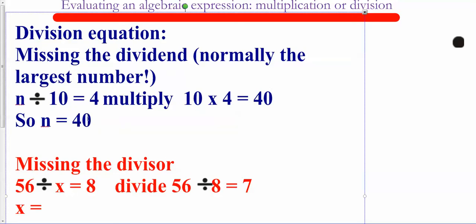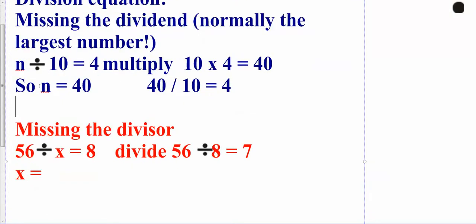Now here's what I want you to do. Just to make sure that it makes sense, plug it in. Is 40 divided by 10 really equal to 4? Does that equation look right? It does look right, and it is correct.